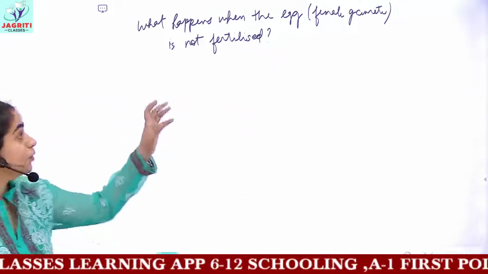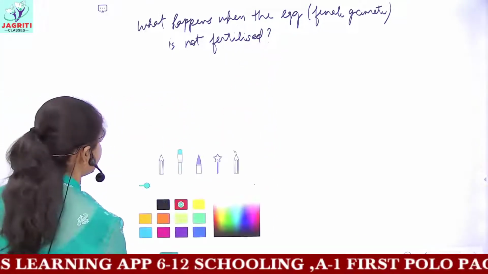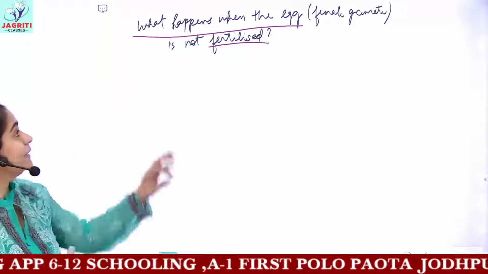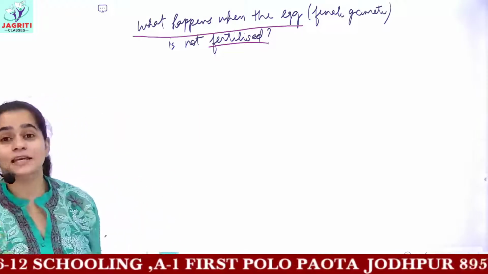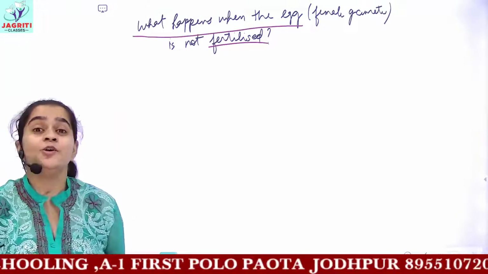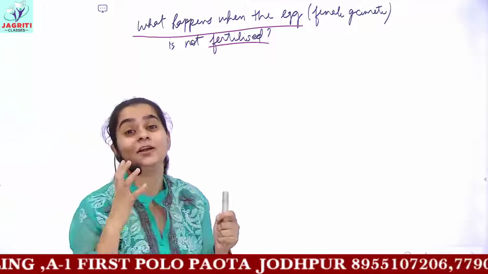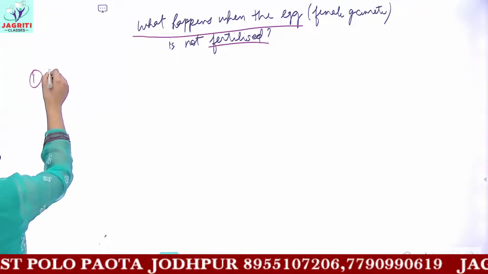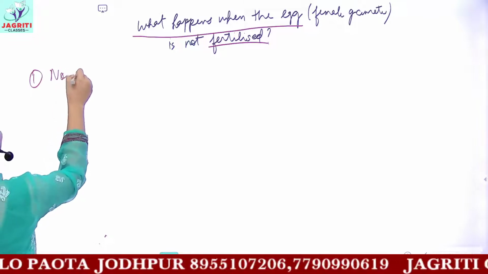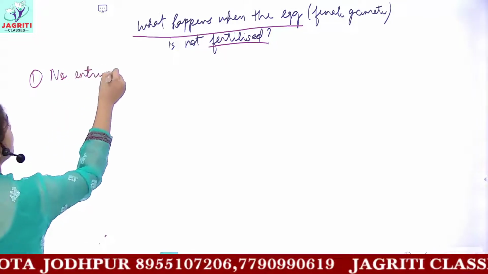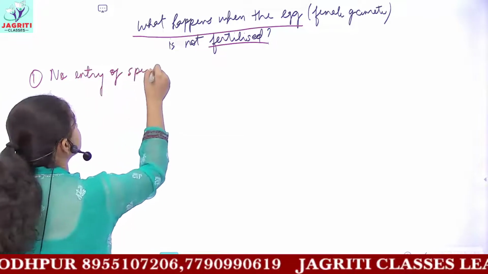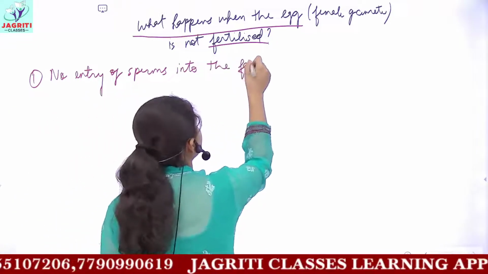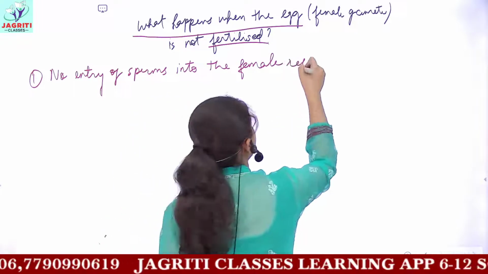So the answer for this would be that when the egg is not fertilized, what do you mean by the egg is not getting fertilized? It means there is no kind of sperm which has entered the female reproductive tract. So we have that the first condition would be, that is, no entry of sperms into the female reproductive tract.